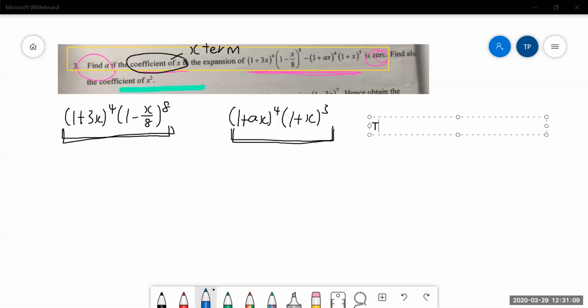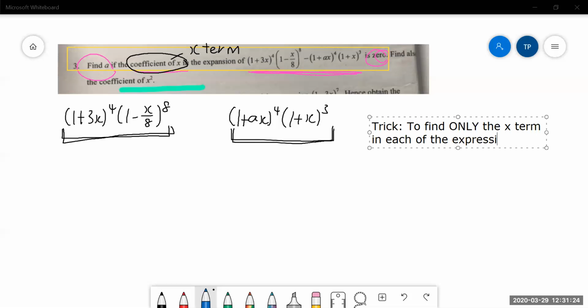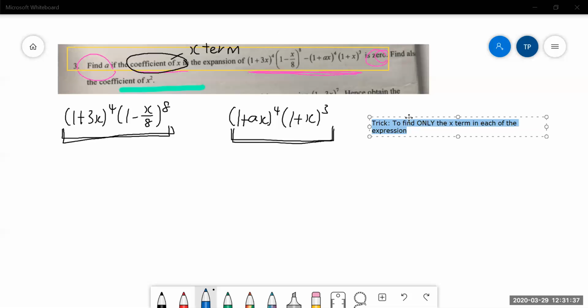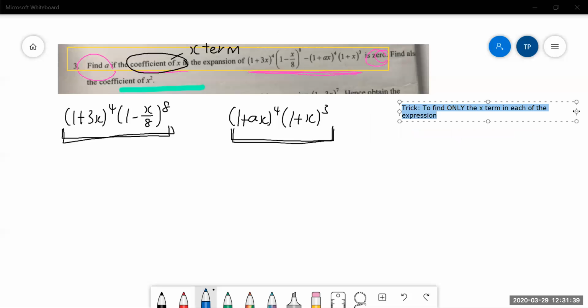So the trick is to find only the x term in each of the expressions. But the question is how?